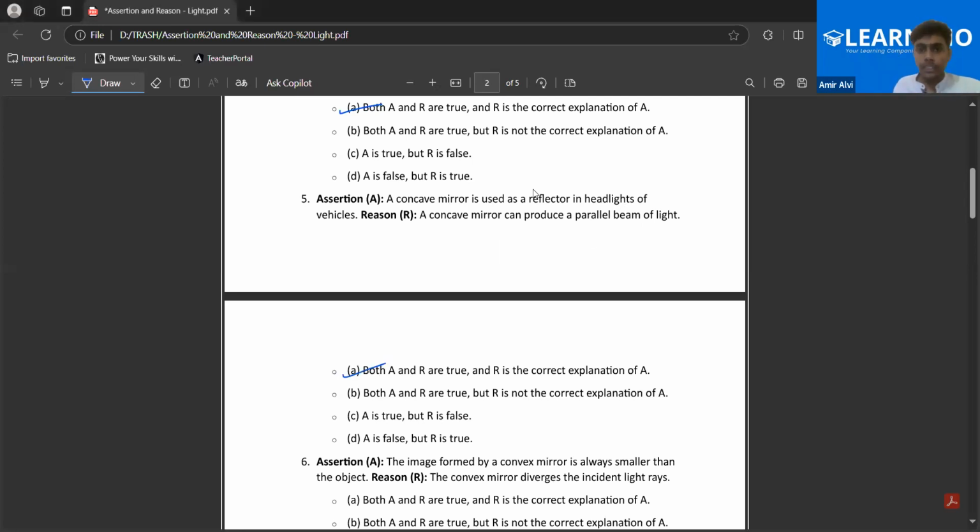Those who said option A are right. Galvin said option A. Gianna said option C. B said option A. Okay, Ayan, Harshit and Maha, these three said A, so they are right. Clear, everyone?